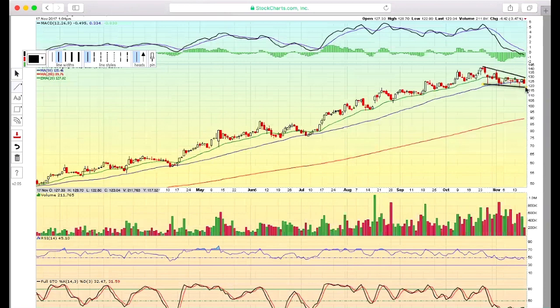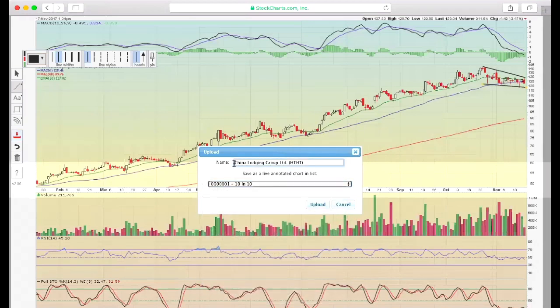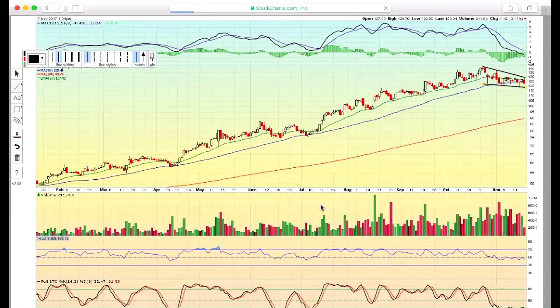So the reward to risk isn't bad here, but you just don't know how long this wedge is going to take to play out. So maybe if it gets down closer to 120, your reward to risk would be even better, and maybe that's worth taking a chance. But if it breaks down below this trend line and does so on high volume again, I'd be real careful. All right. Perfect.